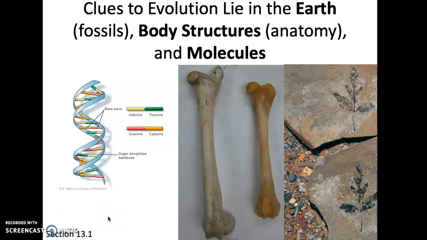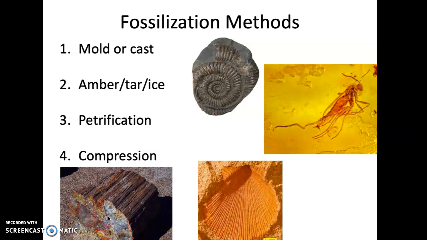Hi, you guys. Here's Carol, part 2 of chapter 13, where we're looking at clues to evolution, and we're going to look at fossils and anatomy and DNA. So the first one is fossilization and how this happens. So I gave you some examples here of how that occurs.